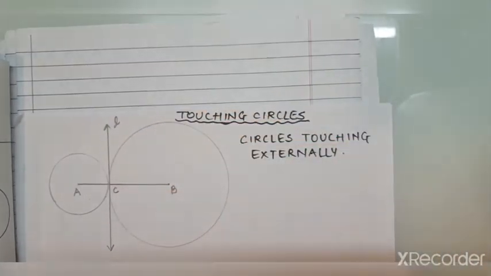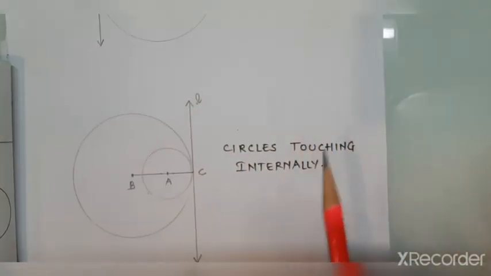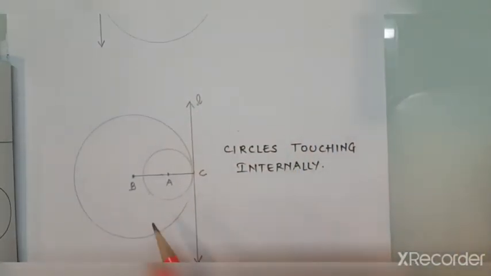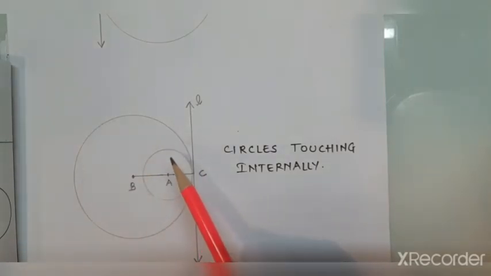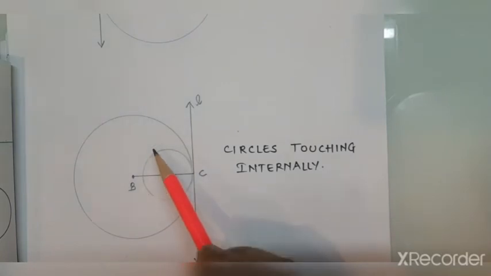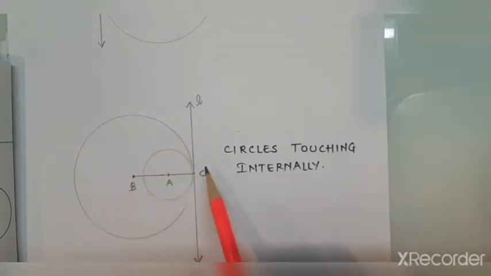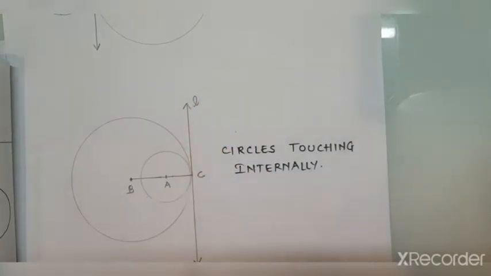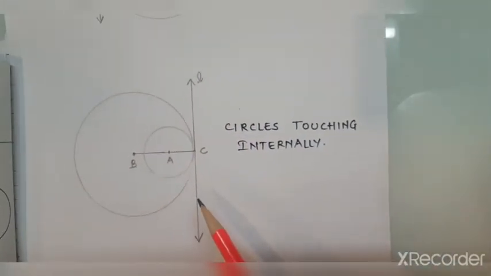And the other case is the circles touching internally. That is, you can see here a circle with center A is in the interior of the circle with center B, and these two circles are touching each other at a point C. And through this point C there is a line L which is a tangent.